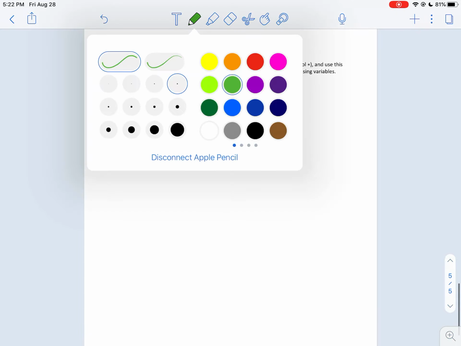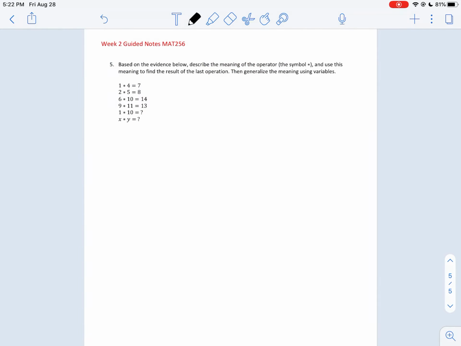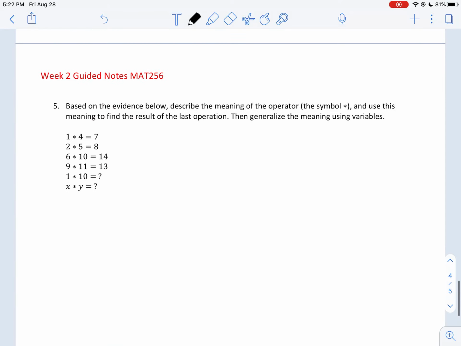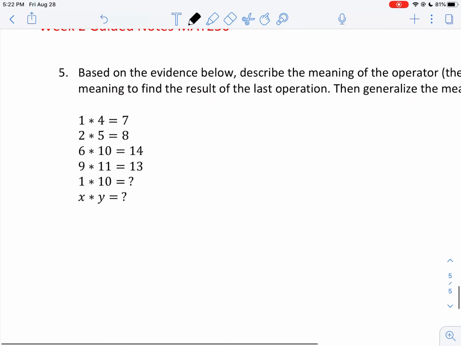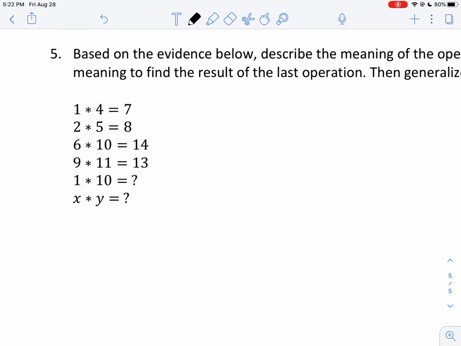Okay, let's do our very last problem here for this week, for our guided notes. Based on the evidence below, describe the meaning of the operator, which is the symbol a star, or an asterisk, and use this meaning to find the result of the last operation, then generalize the meaning using variables. Again, this is a good time for you to pause the video and try this on your own, and then when you feel like you have something to work with, unpause the video and see what I do.